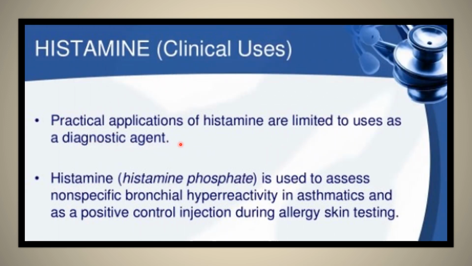Practical applications of histamine are limited to uses as a diagnostic agent. The histamine agonist, histamine phosphate, is used to assess the nonspecific bronchial hyperactivity in asthmatics and as a positive control injection during allergy skin testing. It can also be used for diagnostic purposes, for testing gastric acid secretion, and also for pheochromocytoma. However, its profound side effects limit its use.